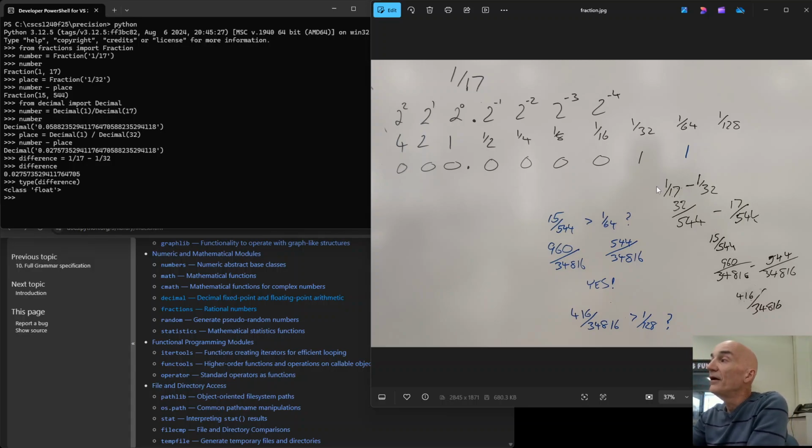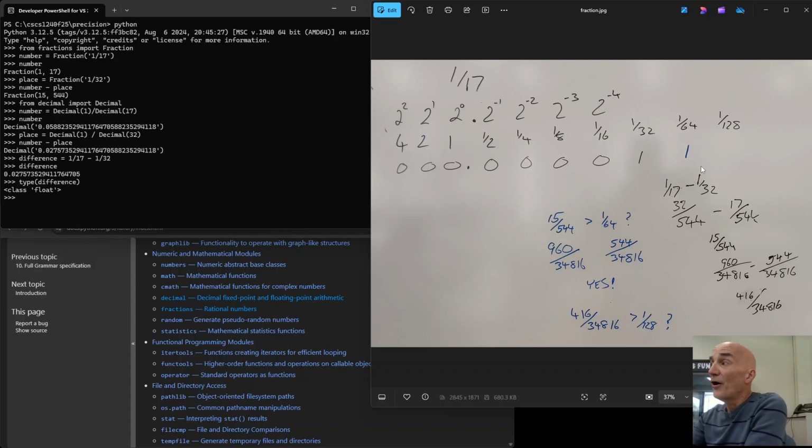subtract it away. So 1/17th minus 1/32, we need to find a common denominator. We'll multiply the two denominators, 17 times 32. It may not be the smallest common denominator, but it will always work. And so if our common denominator is 17 times 32, which is 544, 1/17th becomes 32/544ths. And 1/32 then becomes 17/544ths. We subtract those and find that the remainder is 15/544ths.